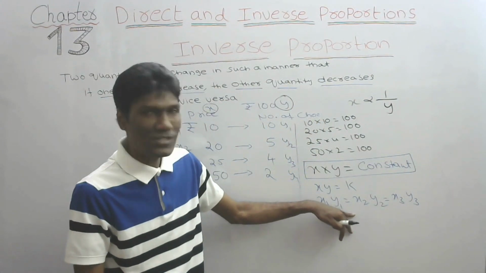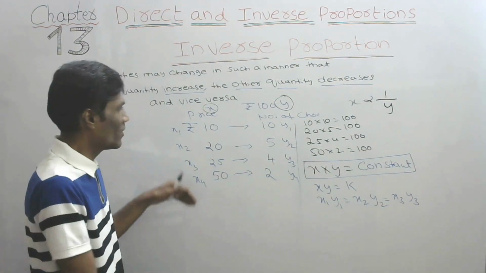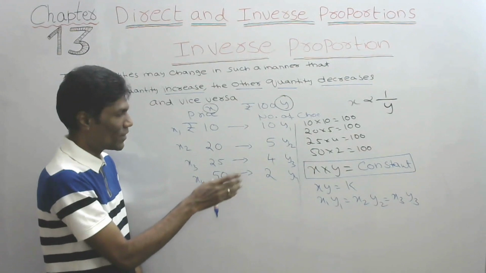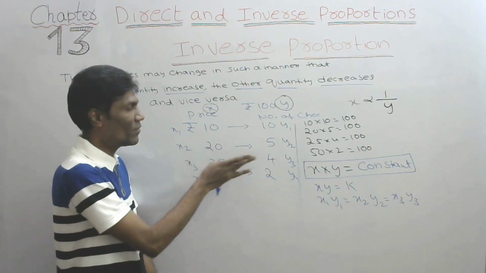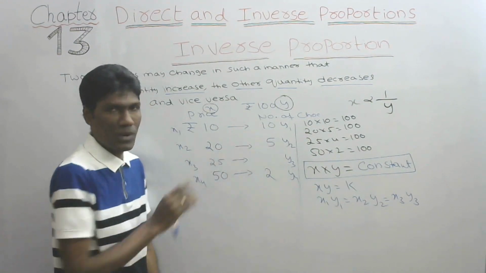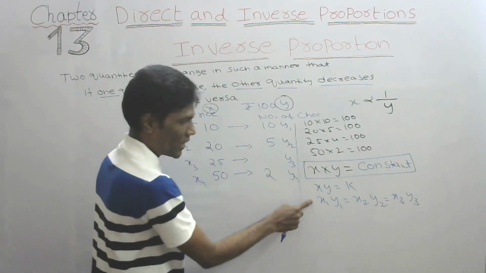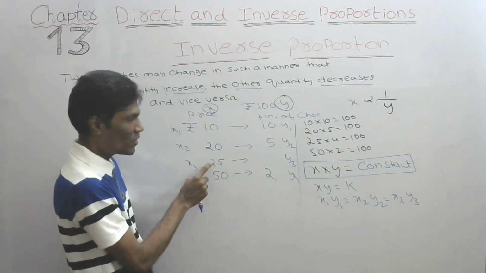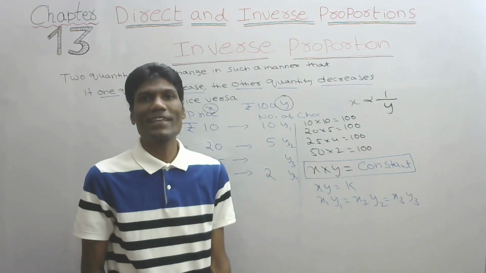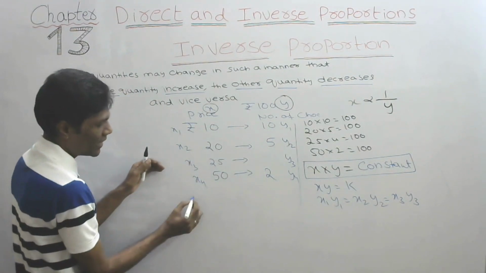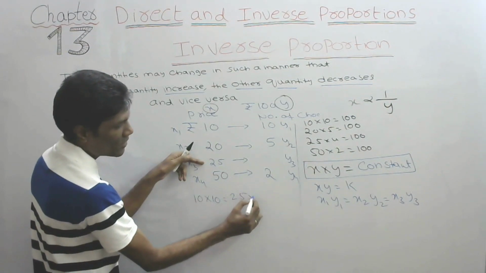So by using this, we can find the values if one of the values is not given. For example, in this case, if the question asks, for 25 rupees chocolates, how many will we get, if this is missing, what will we do? x1 into y1 equals 25 into some unknown number. By solving that, we will get the answer. Like 10 into 10 equals 25 into this number, which we don't know.